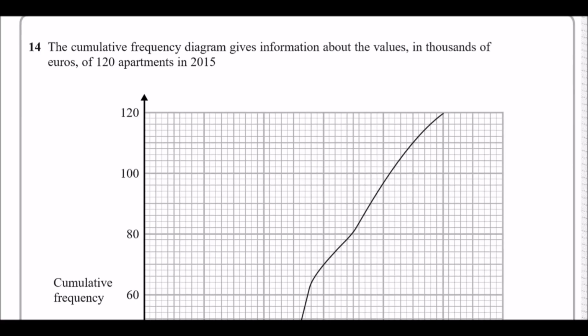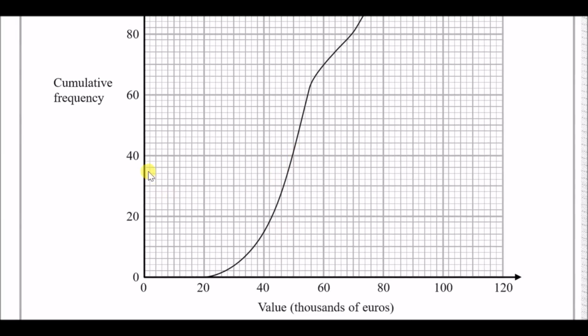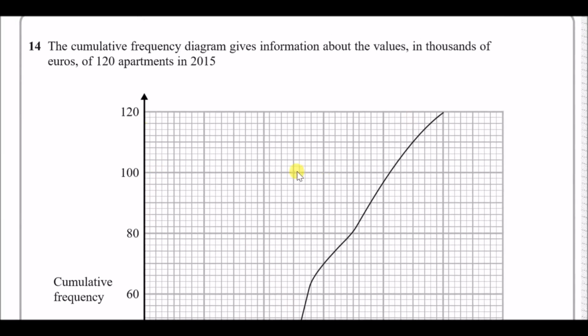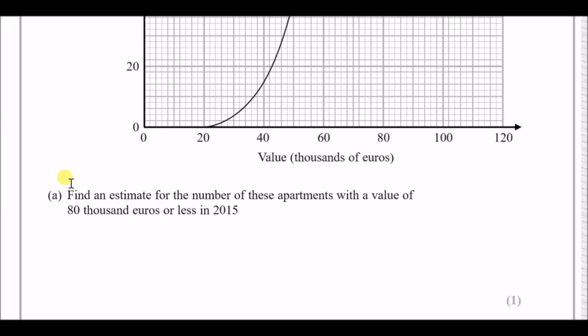All right, number 14. A cumulative frequency diagram gives information about the values in thousands of euros of 120 apartments in 2015. This means that as the value of the apartment goes up, we're accumulating the number of apartments. So if you're counting every single apartment, all 120 of them, they add up to 100,000 euros.